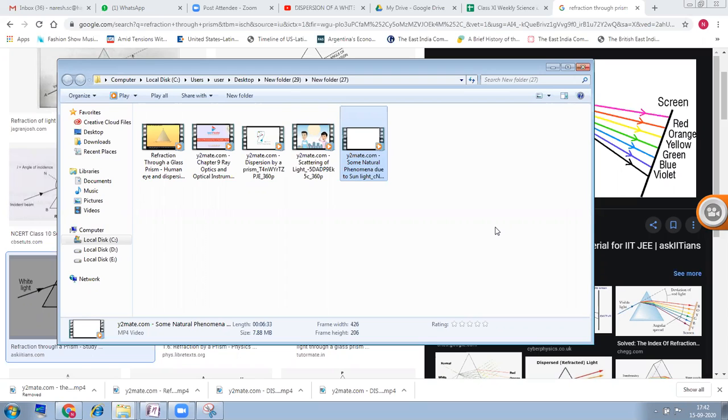Guys, is it clear how the rainbow forms, what the primary rainbow is? It is more than enough. Actually, that much is not required. But for knowledge purposes, I'm giving what the primary rainbow is and what the secondary rainbow is. Is it clear? Yes, sir. Clear, sir. Yes, sir. Now we'll see the scattering of light.